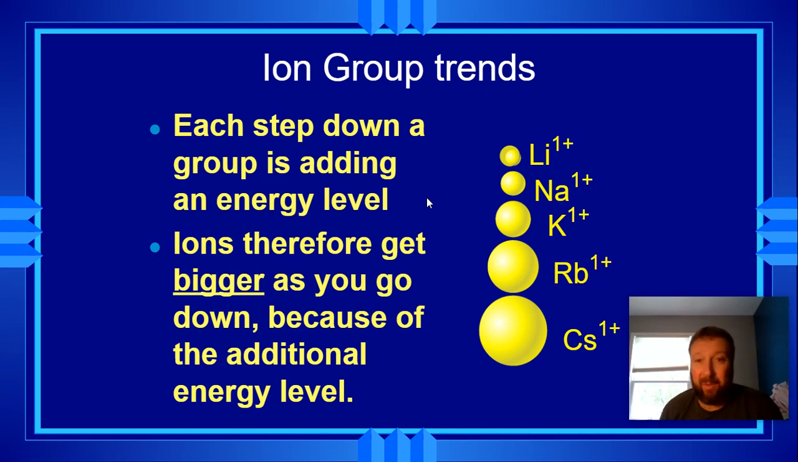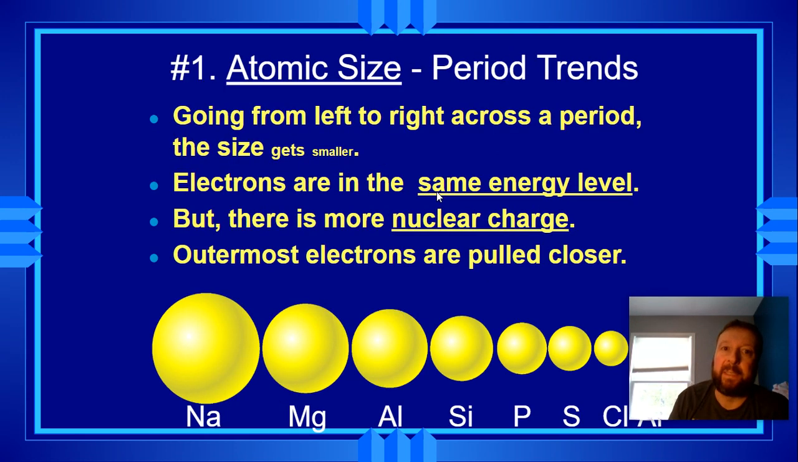Now, if we look at an ion, what's going to happen when they lose or gain an electron? In this case, all the metals are going to lose an electron, but the trend is still the same. They're still going to get bigger as you go top to bottom. Now, if we look back at that size as you go left to right across the period, I think you notice that they're going to get smaller.